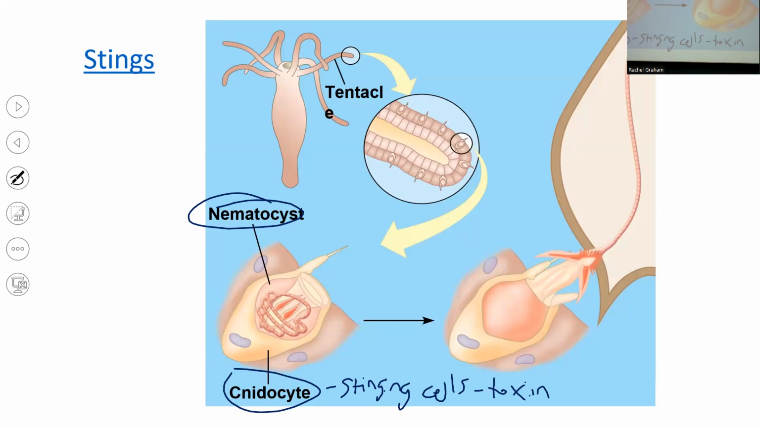What's kind of interesting about these is that they're single use only. So every time they use one, they have to make a new one. So it's a pretty intense process, so they're not just stinging casually. And these are unique to cnidarians. They're the only ones that have them. That cnido comes from knide, which is Greek for nettle.